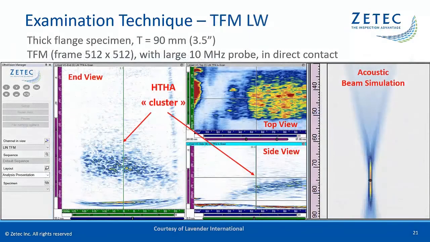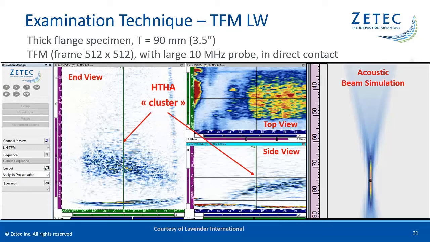My next example illustrates the use of the TFM technique. The considered specimen is a thick flange and contains important HTHA damage at a depth of roughly 3 inches. A 10 MHz linear array probe was used to generate L waves in direct contact with the metal. The image shows the recorded live TFM data with frames of 512 by 512 pixels. On this thick component, high-resolution frames are required to satisfy the recommended amplitude fidelity criterion of 2 dB for TFM examinations.